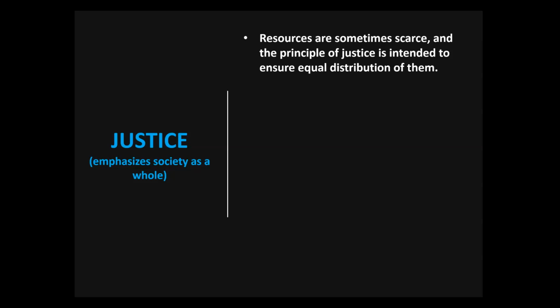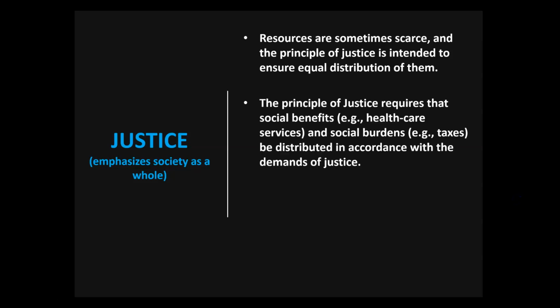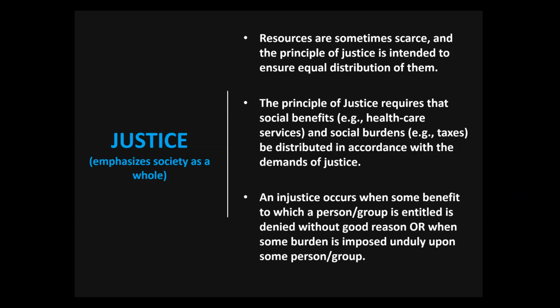And that breaks down this way. So resources are sometimes scarce, and the principle of justice is intended to ensure equal distribution of them, right? So this principle requires that social benefits like healthcare services, for instance, and social burdens like taxes be distributed in accordance with the demands of justice. And an injustice occurs when some benefit to which a person or group is entitled is denied without good reason, or when some burden is imposed unduly upon some person or group.